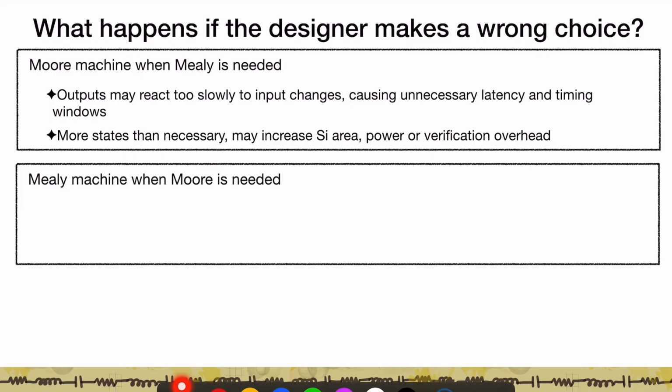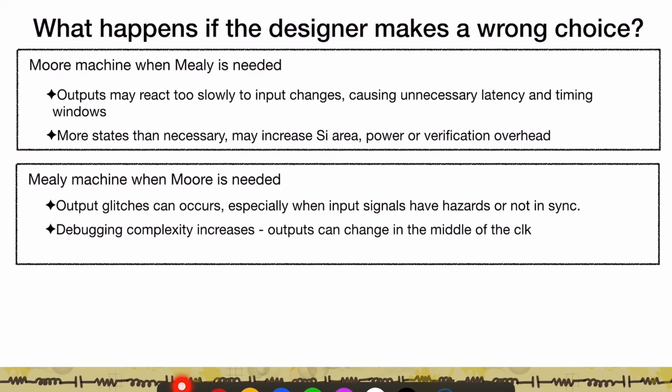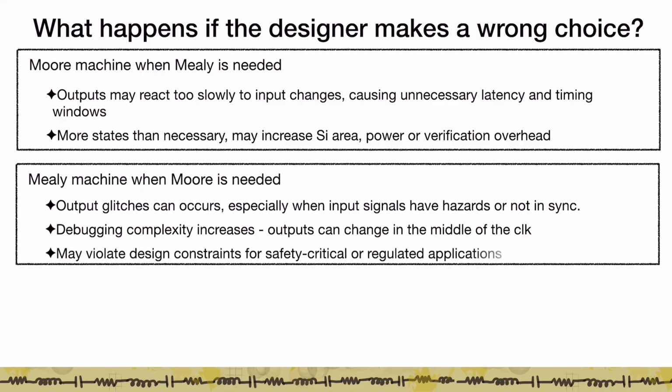On the other hand, suppose you implement what could potentially be a Moore application with a Mealy machine, you have to worry about the output glitches because those happen in the Mealy implementation. And if the input signals have hazards, those are something you need to take care of. The debugging complexity increases because there are a lot of dependencies on the output, and so you need to test for all timing conditions here.